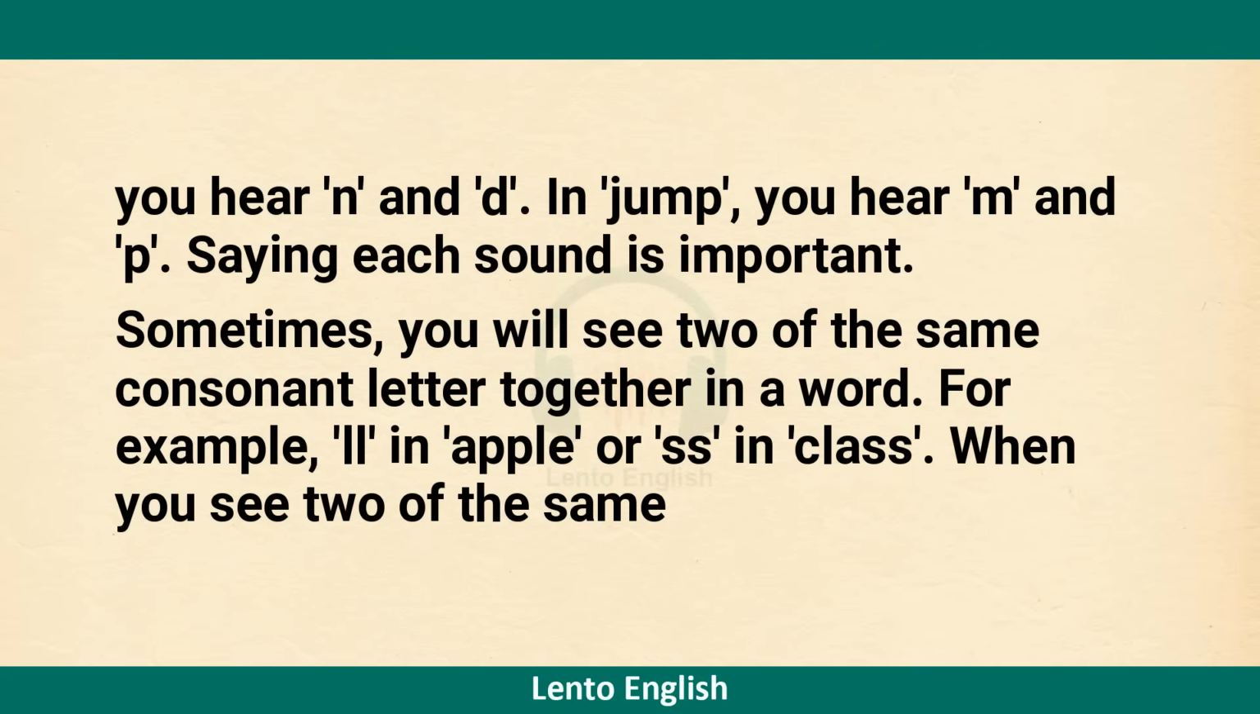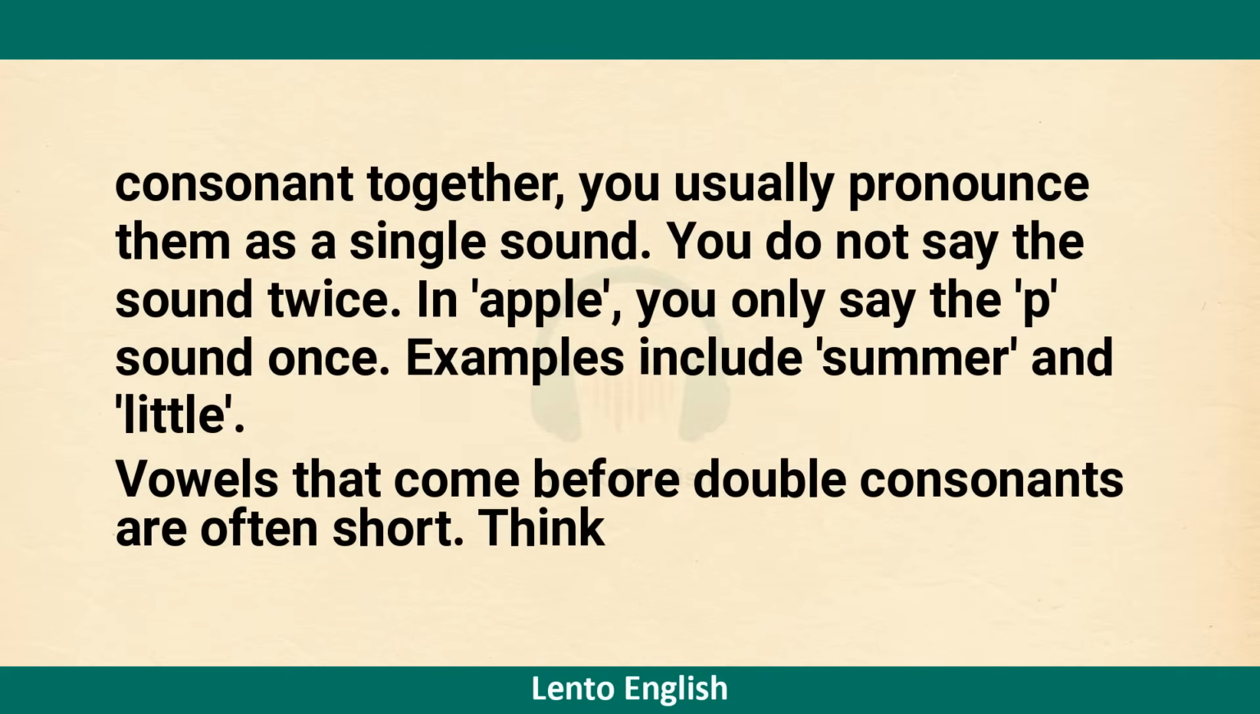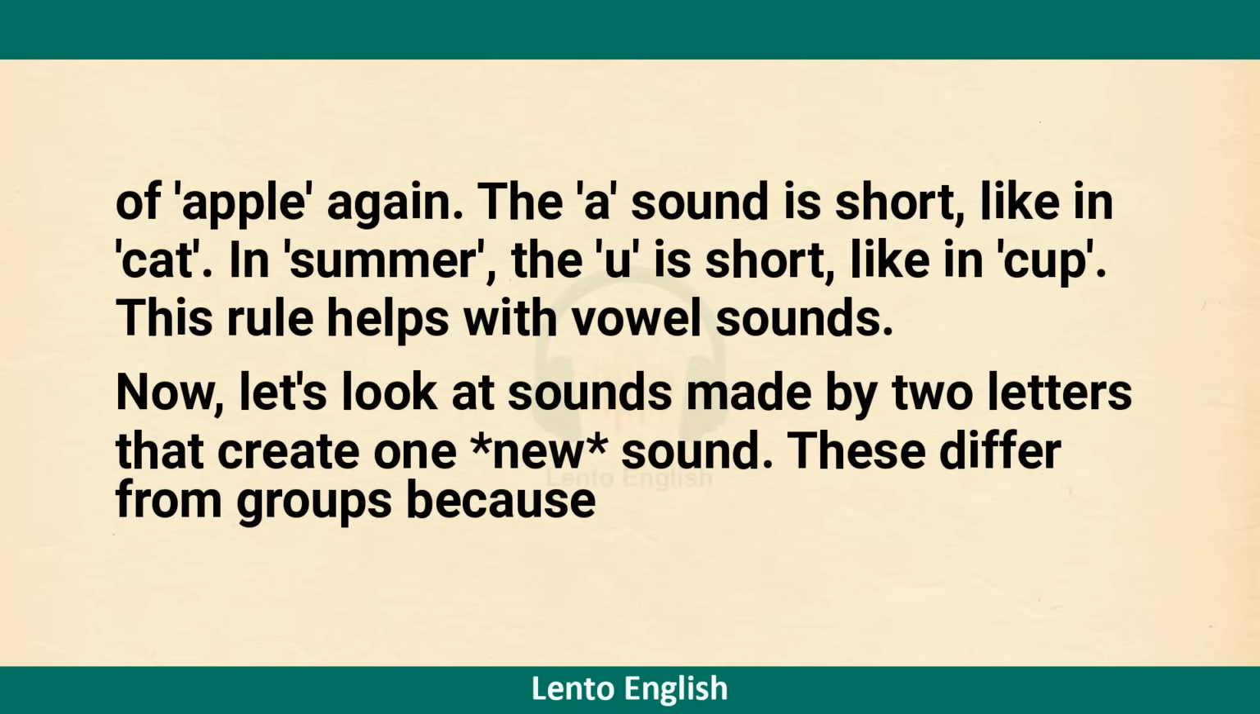Sometimes you will see two of the same consonant letter together in a word. For example, PP in apple or SS in class. When you see two of the same consonant together, you usually pronounce them as a single sound. You do not say the sound twice. In apple, you only say the P sound once. Examples include summer and little. Vowels that come before double consonants are often short. Think of apple again. A sound is short, like in cat. In summer, the U is short, like in cup. This rule helps with vowel sounds.